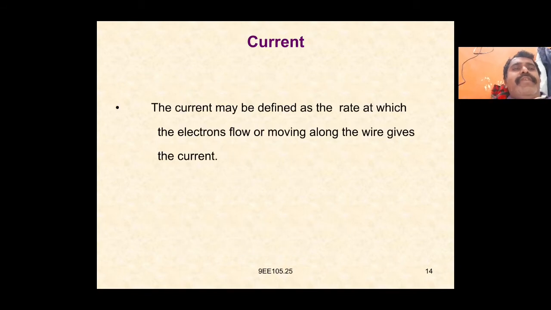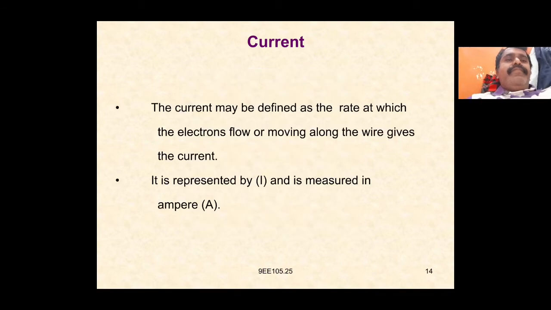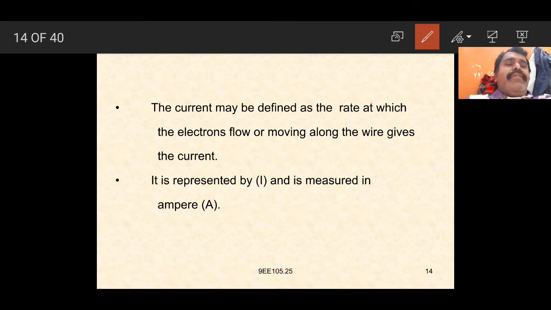The current may be defined as the rate at which the electrons flow or move along the wire. Simply, it is the wire where we are applying the voltage.